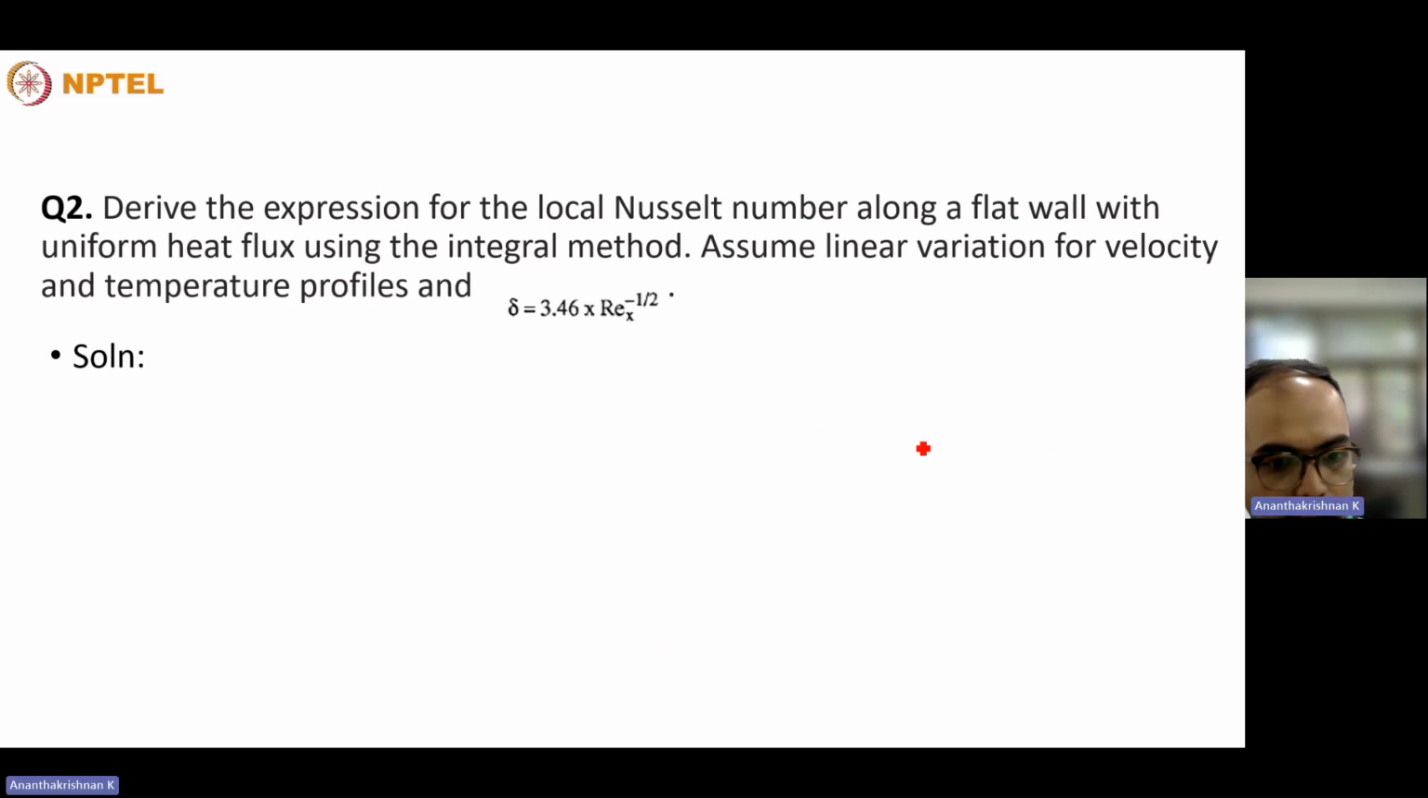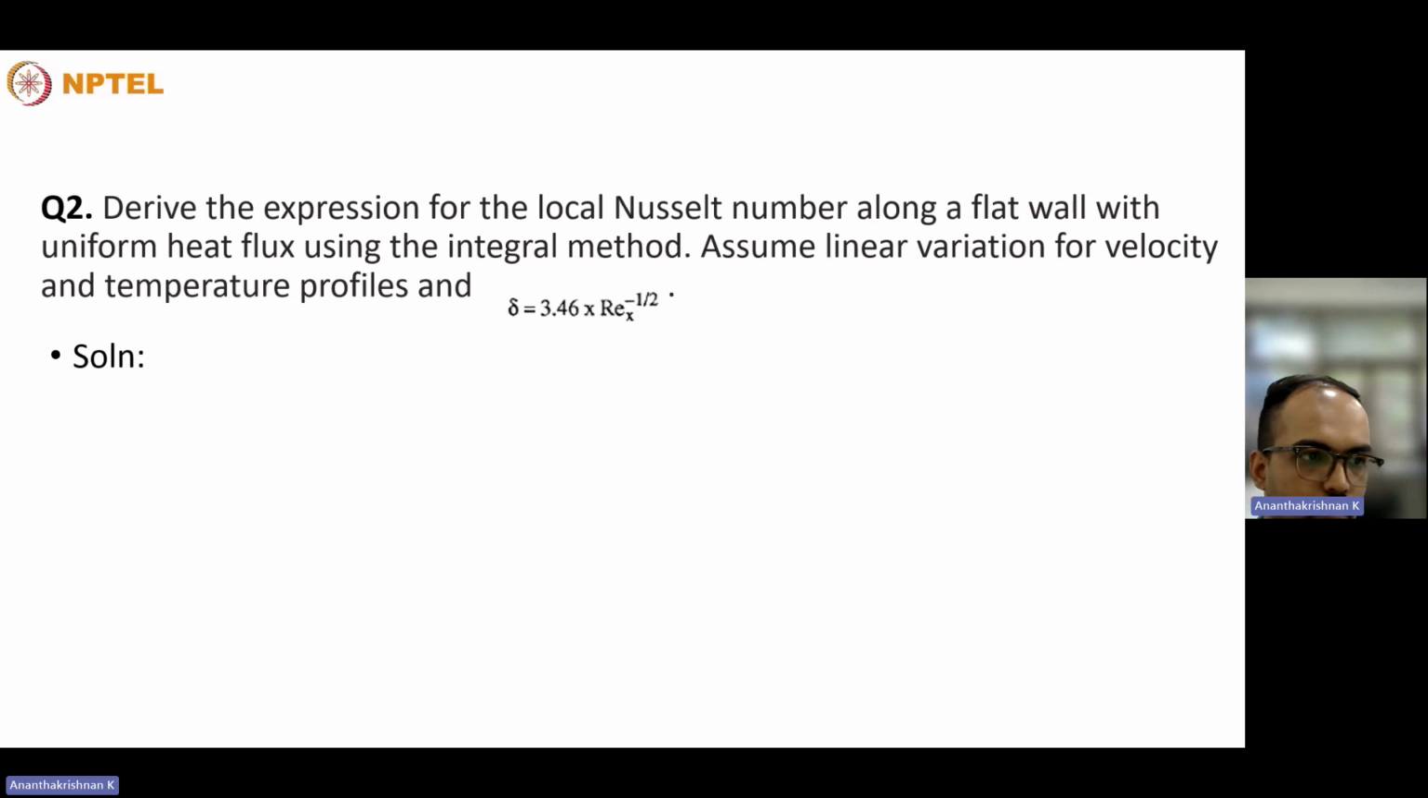Okay, I'll try to attempt this problem. We have to derive the expression for the local Nusselt number along a flat wall with uniform heat flux using the integral method. The hydrodynamic boundary layer is given as 3.46x into Re_x raised to minus 1/2. And we could assume a linear velocity profile and a linear temperature profile in this case.